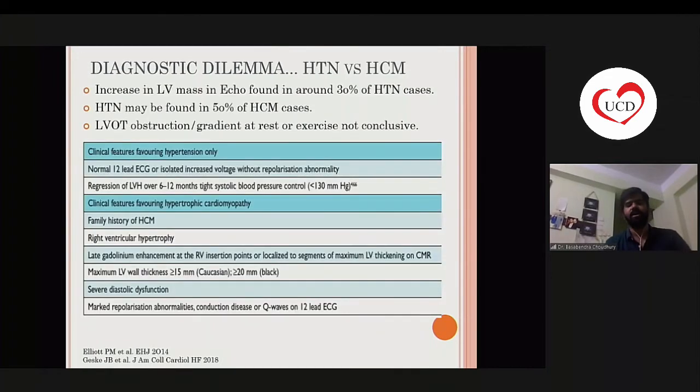Another important diagnostic dilemma is hypertension and HCM, which often coexist. So features favoring hypertension are a normal ECG or an ECG with LVH pattern without the repolarization abnormality of the T waves, and regression of LVH over 6 to 12 months after tight BP control.